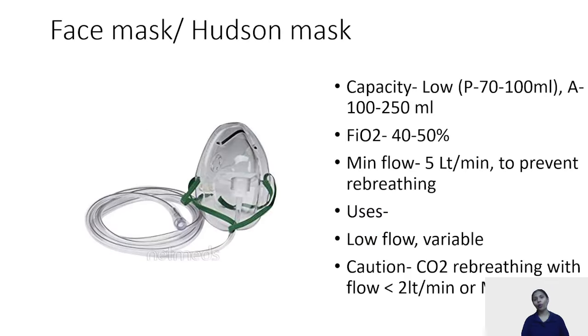Coming to a very important and very commonly used mask, your Hudson mask. This is the most common mask. It is low flow, variable performance. The FiO2 it delivers is around 40 to 50%, and it has a capacity which in the pediatric Hudson mask is around 70 to 100 ml, whereas in the adult Hudson mask it is around 100 to 250 ml.